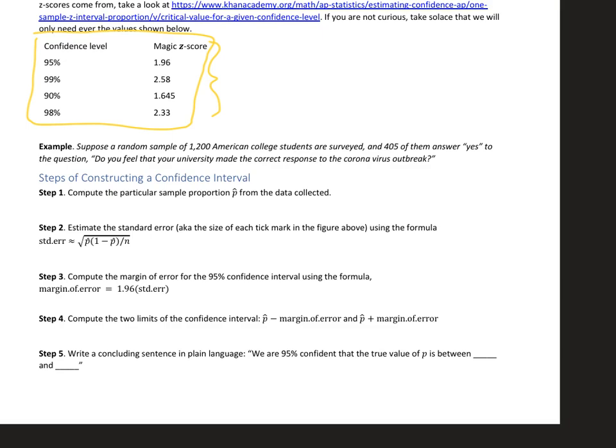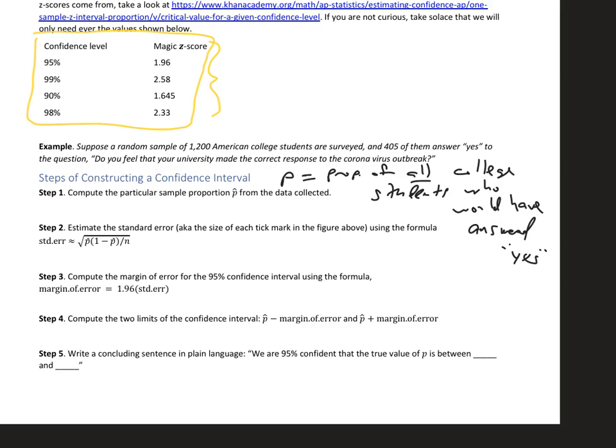When we're trying to find a confidence interval, we have some data that we've collected. In this case, the P that we're estimating is the proportion of all college students. So this is a population proportion. This is the proportion of all college students who would have answered yes, if we could ask all of them. So that's the P, and we're trying to get an idea of how big that P is.